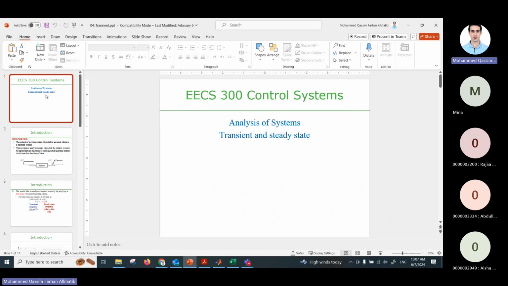Like we've seen that system is stable, system is not stable. But what does that mean in the time domain? What do you mean by a stable system in time and unstable system in time? So I'll go over the lecture real quick.